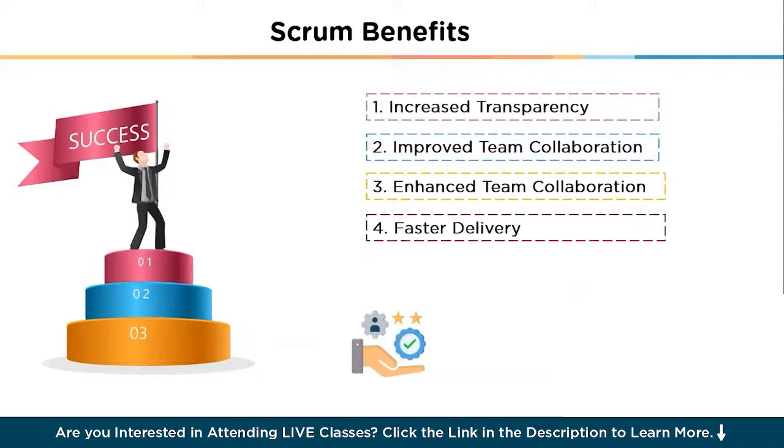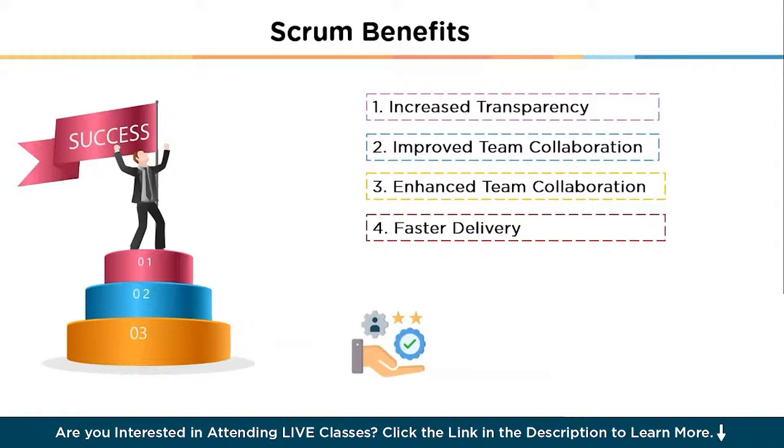And finally, it provides faster delivery of valuable product increments. Scrum's time-boxed sprints drive the regular delivery of product increments, enabling faster time to market. This rapid delivery cycle allows stakeholders to see tangible progress and realize value sooner. It also reduces the risk of project delays and enhances the team's ability to meet deadlines.